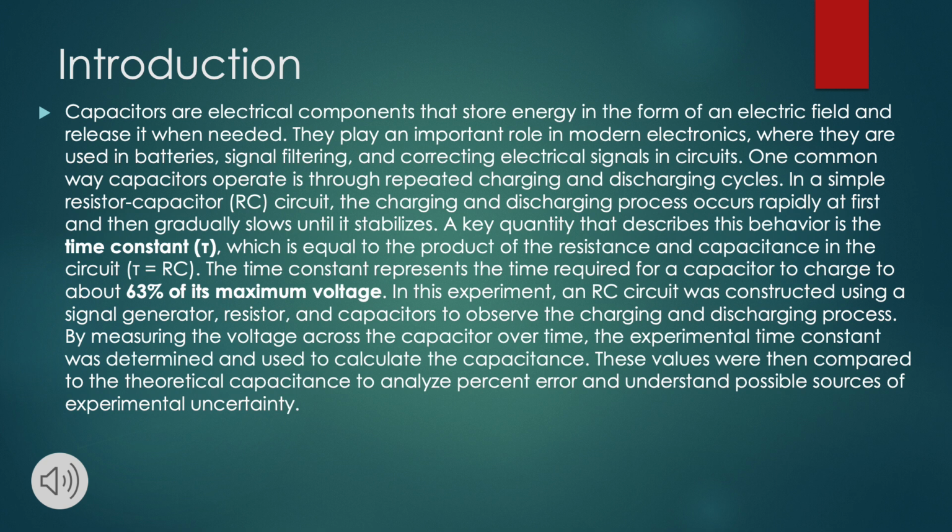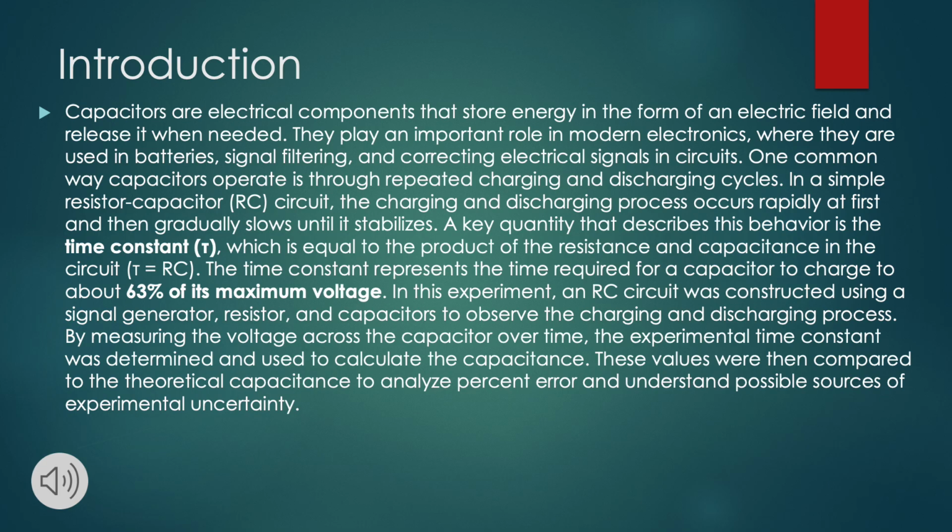until it stabilizes. A key quantity that describes this behavior is the time constant, which stands for tau, which is equal to the product of the resistance and capacitance in the circuit, tau equals RC. The time constant represents the time required for a capacitor to charge to about 63% of its maximum voltage.